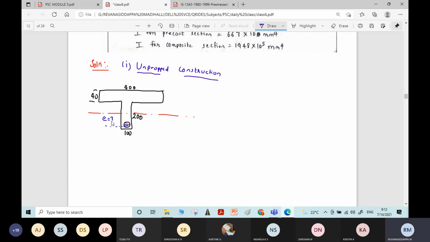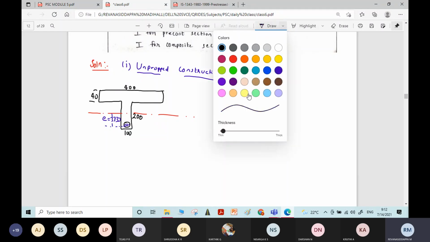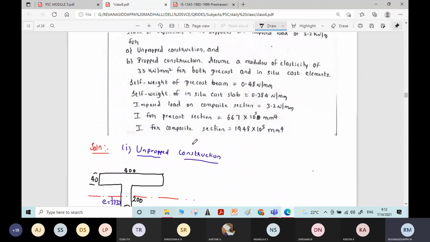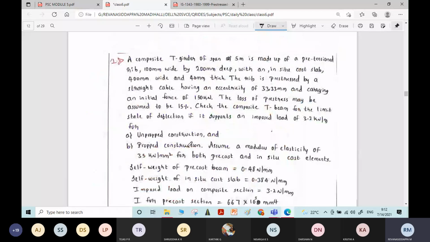Eccentricity is equal to 33.33 mm. Okay, this is the given data. Geometrical properties I am writing. Now we have to calculate deflection of the composite beam for unpropped construction. Correct?